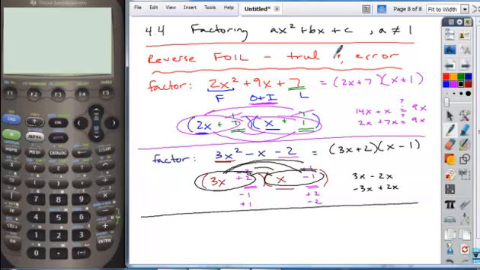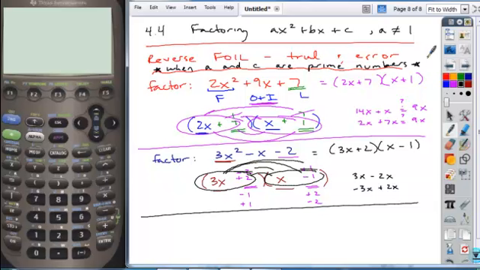Okay, reverse FOILing or trial and error, it works well when your leading coefficient and your constant are prime numbers. And in fact, I'll show you a more efficient way to approach this tomorrow. However, if your leading coefficient and constant are prime numbers, I'd still encourage you to reverse FOIL. Use trial and error. It's very quick in that form.